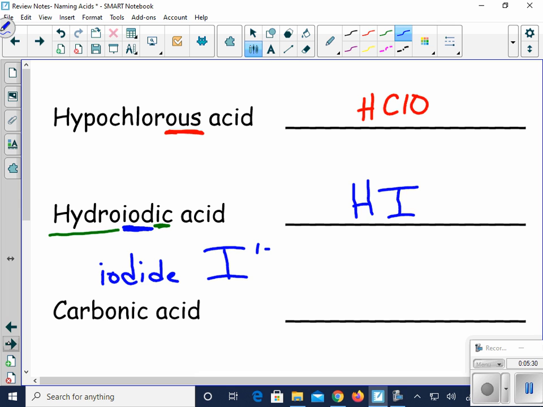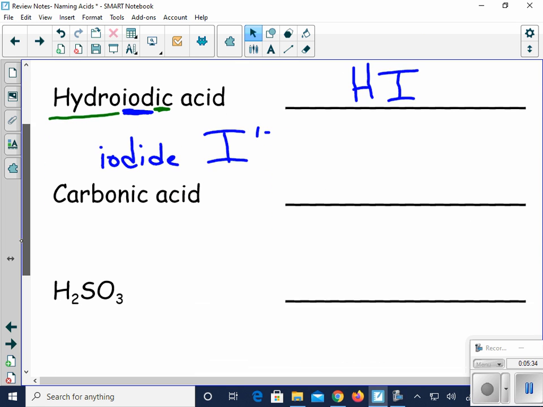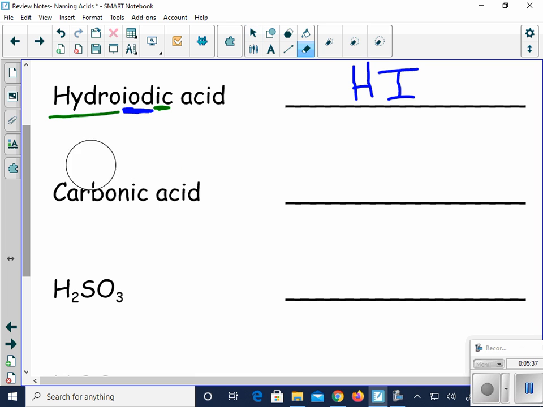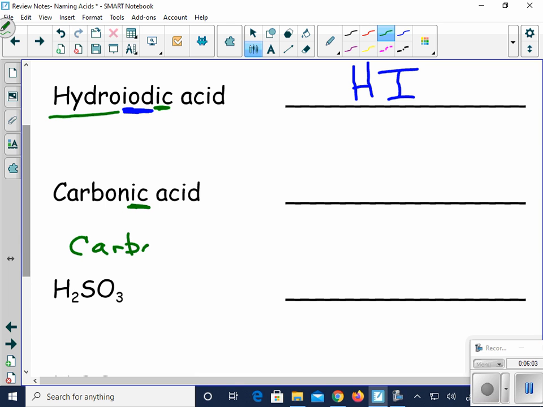My third one here, down at the bottom. My third one here, let me raise that up here a little bit. Let me clean this up. I'm going to use that area. Okay. My third one here, IC, 1 or 3. Do I have a hydro? I do not, so this is acid rule number 3. Acid rule number 3 says when I have an IC, I'm dealing with an ATE ending, right? So I am looking for carbonate.